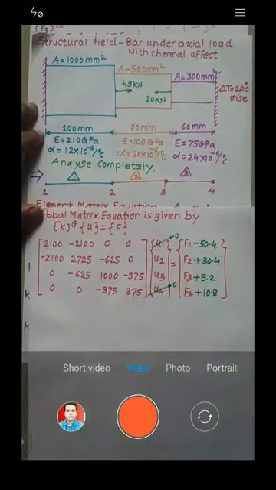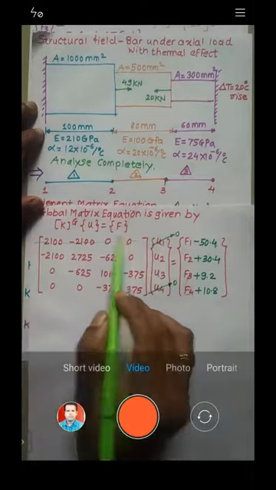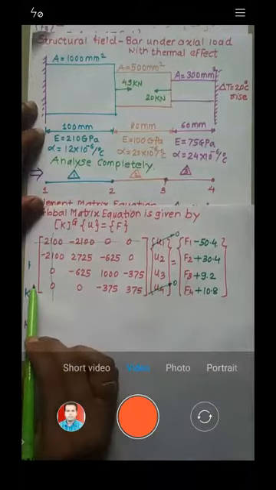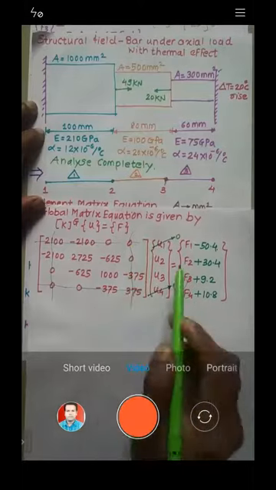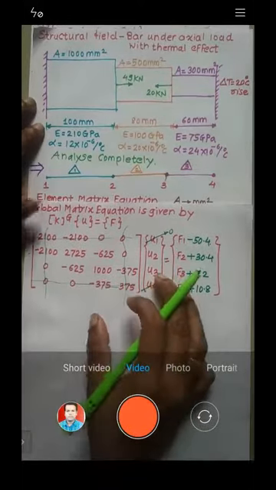So what we will do is, since U1 is 0, I will simply cancel the first row and first column. U4 is 0, so I will simply cancel the fourth row and fourth column. First row, first column, fourth row and fourth column will get cancelled.